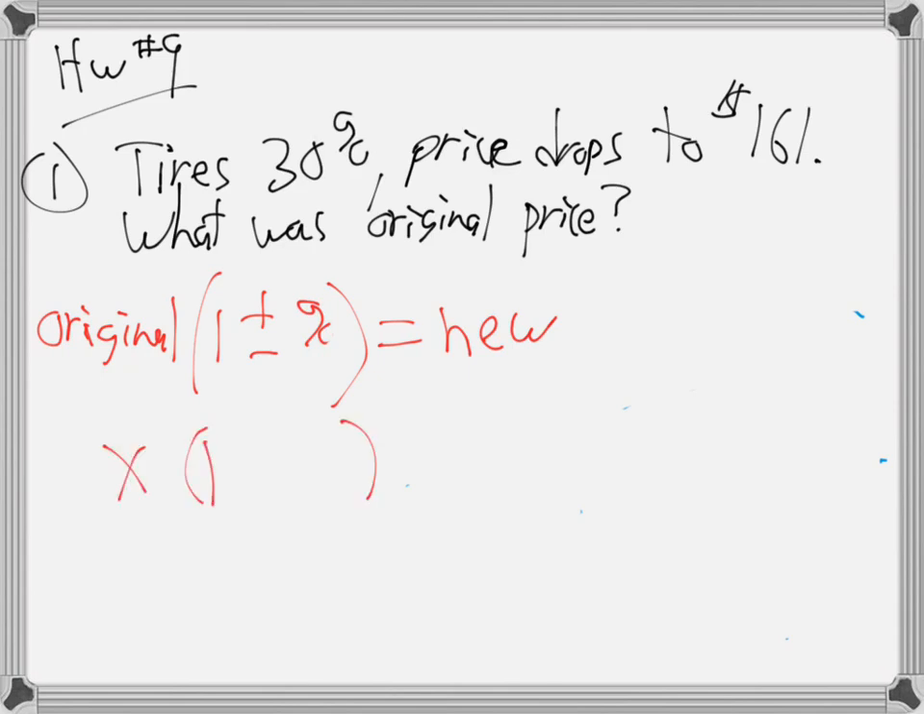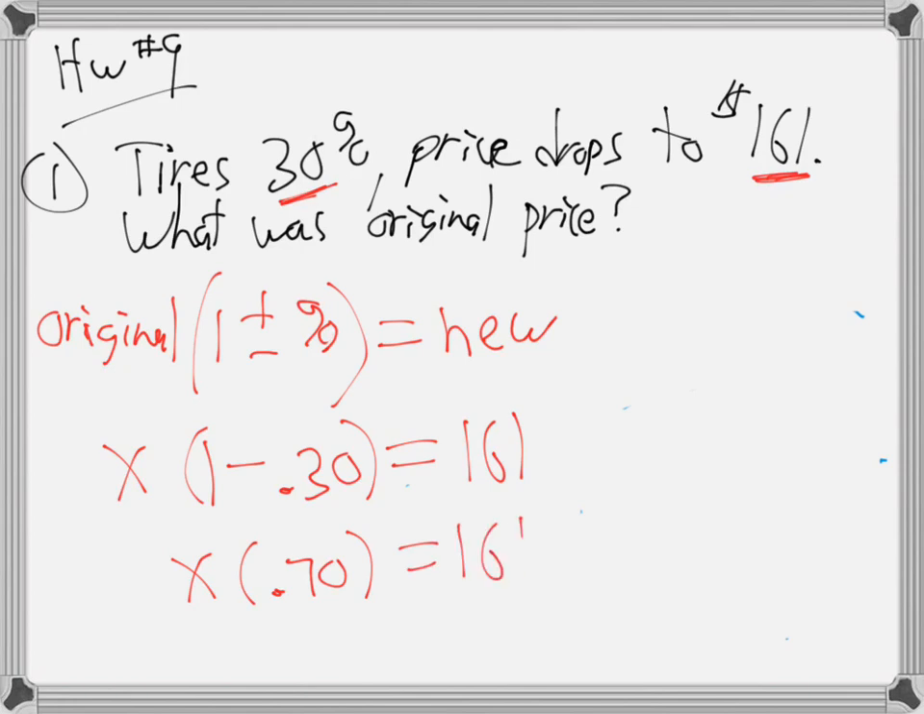Is it plus or minus on this one? Minus, because it's a decrease. What do you do with the 30%? Change it to a decimal. Yeah, 0.30 or 0.3 is fine. What's the new price? 161. That's the new price. So there's our equation. We can solve for the original. So what is 1 minus 0.30?